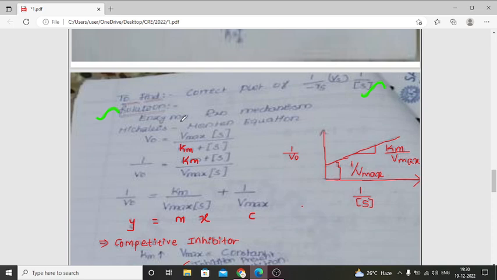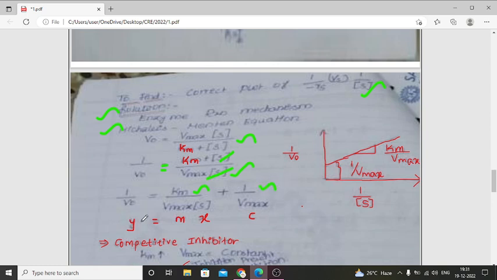Solution part: from the Michaelis-Menten equation for enzyme reaction mechanism, V0 is equal to Vmax into concentration of S divided by Km plus concentration of S. Taking the reciprocal, 1 by V0 is equal to Km plus concentration of S divided by Vmax into concentration of S. Separating into two parts, the first part is Km divided by Vmax into concentration of S, plus concentration of S divided by Vmax into concentration of S. Here the concentration of S cancels, and finally we get 1 by Vmax.